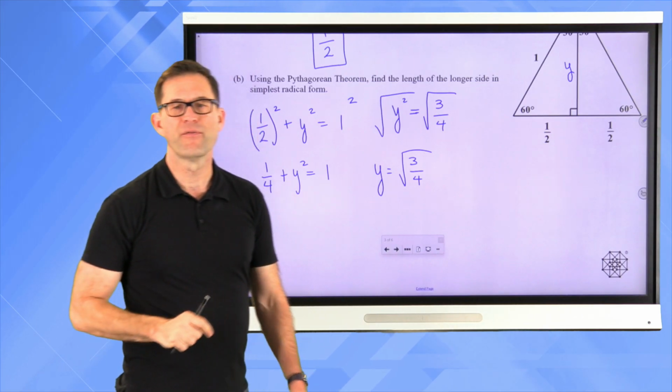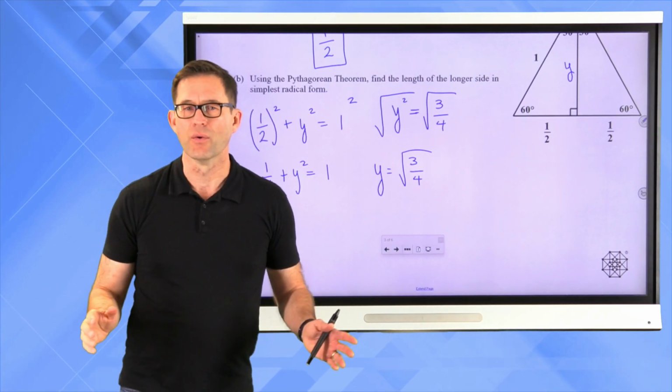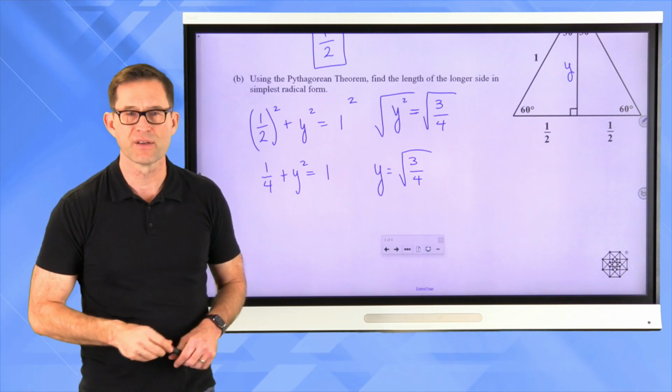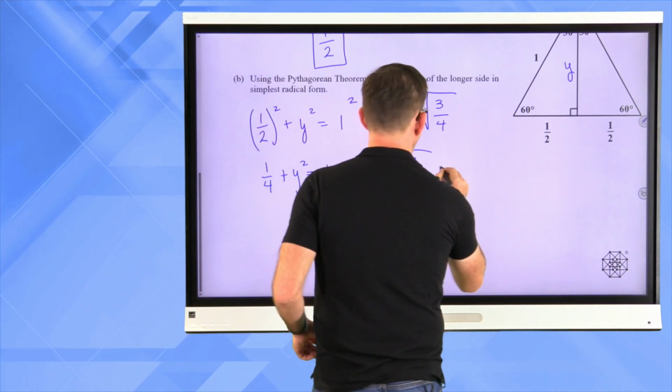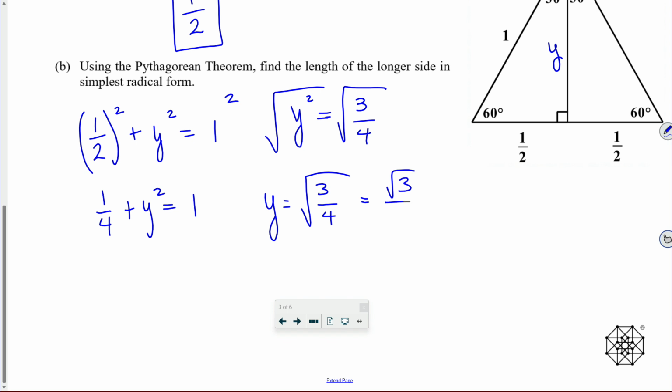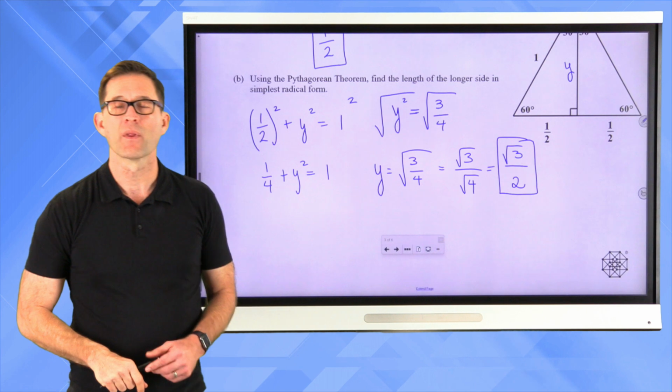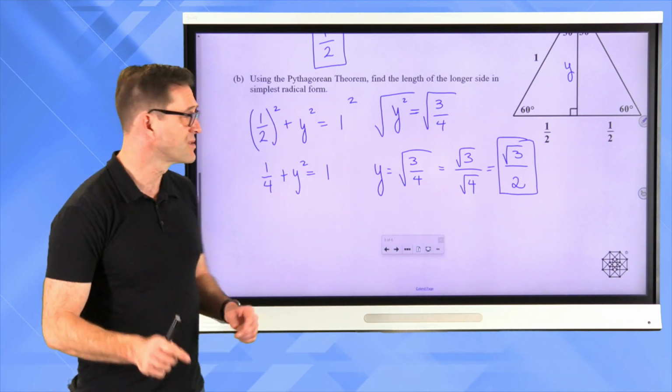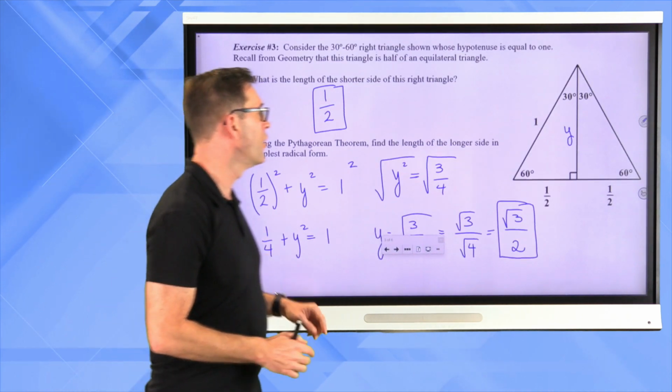And again, just like before, I wish I could leave it like that. I really do. All right? But that is not considered simplest radical form. I'm going to now write this as the square root of 3 divided by the square root of 4. There's nothing I can do with the square root of 3. The best I can do is leave it as square root of 3. But I can make the square root of 4 into 2. And so the height there is going to be square root of 3 over 2.